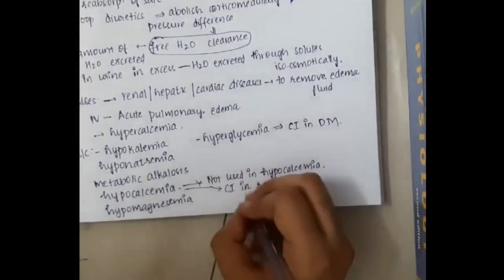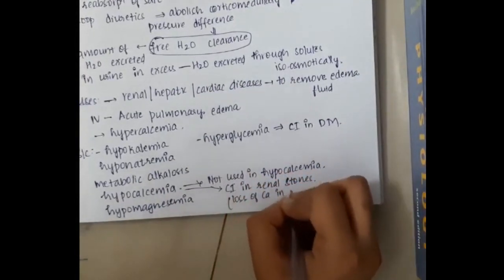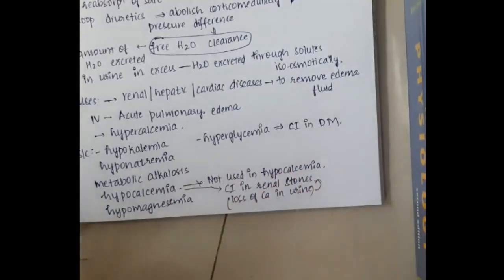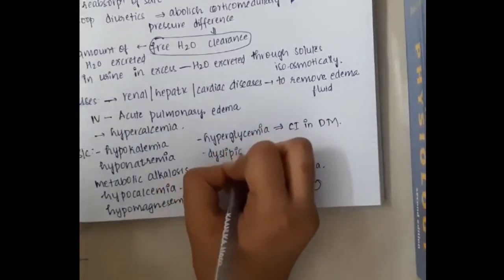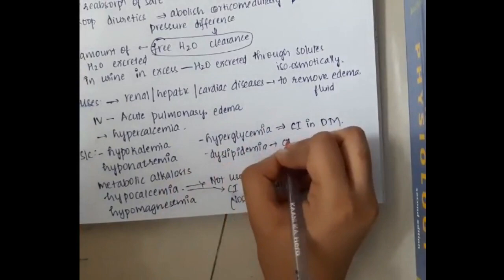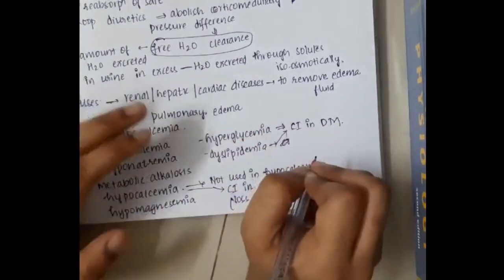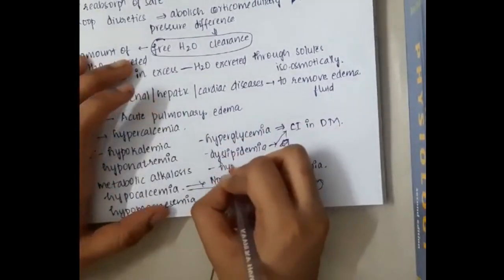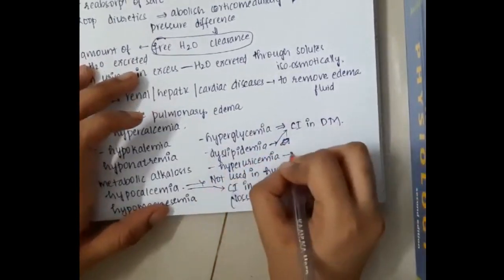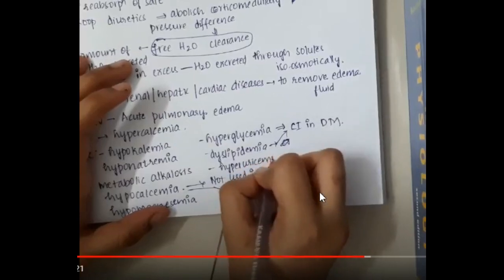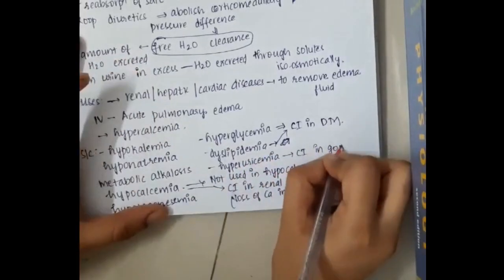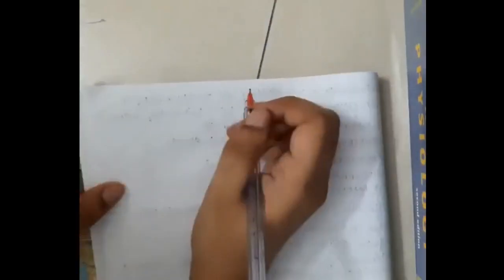They are contraindicated in renal stones because there is loss of calcium in urine, so there is an increased risk of renal stones in patients taking furosemide. One more side effect is dyslipidemia, so they are also contraindicated in diabetes due to hyperglycemia and dyslipidemia. Then we have hyperuricemia, because of which loop diuretics are contraindicated in gout.